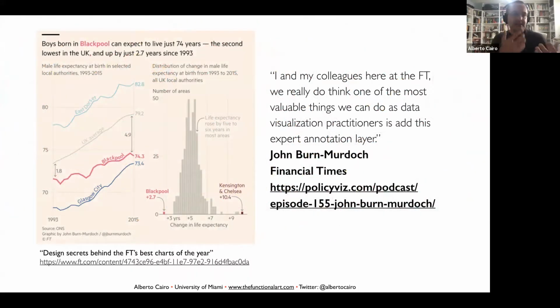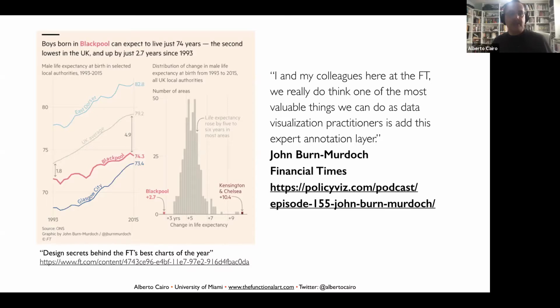So going to the Financial Times, you mentioned before John Burn-Murdoch from the Financial Times. There was an interview a while ago with him, way before coronavirus, in which he said that the most important thing that the data team at the Financial Times does is not the graphics themselves, it's the explanatory layer that they put on top of that. So they do visualize the data, but then they try to put it in context somehow. Now, the idea of an annotation layer, or even the term annotation layer, is not John's authorship. It comes from Amanda Cox from the New York Times.